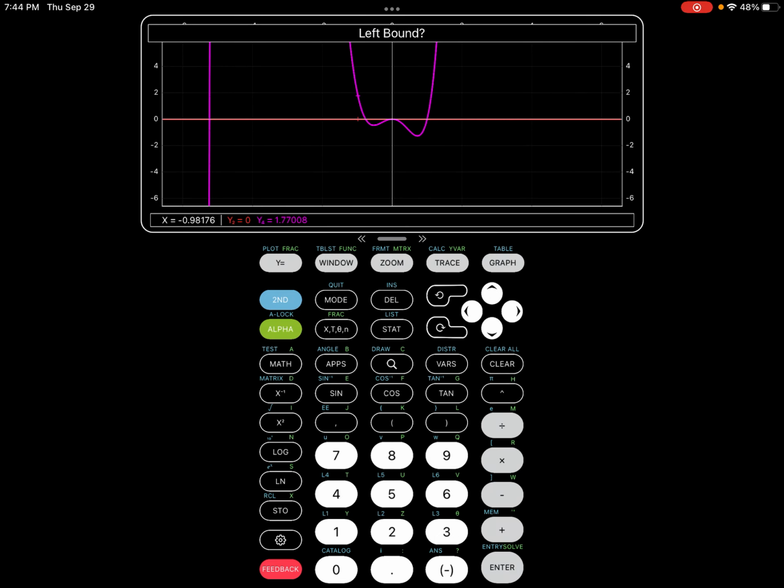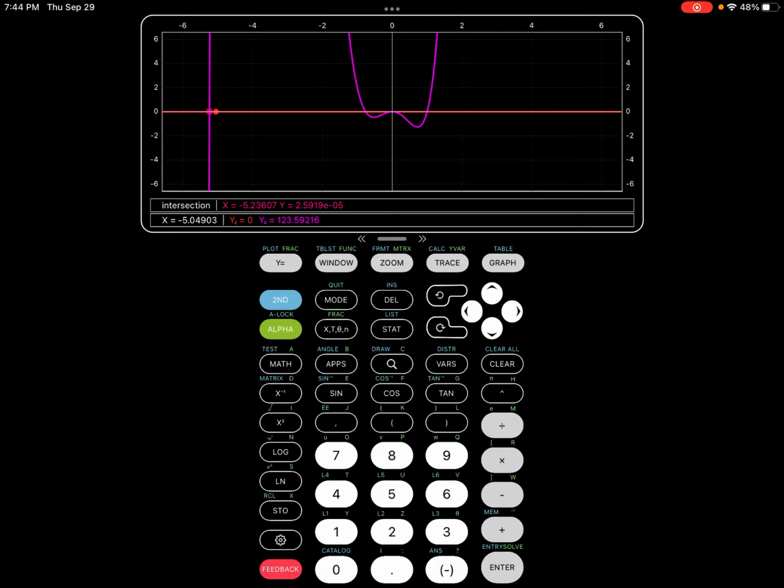If we try the other one, furthest left, second trace, intersect, enter, enter, and then scroll closest to this far left root before you hit the third enter.